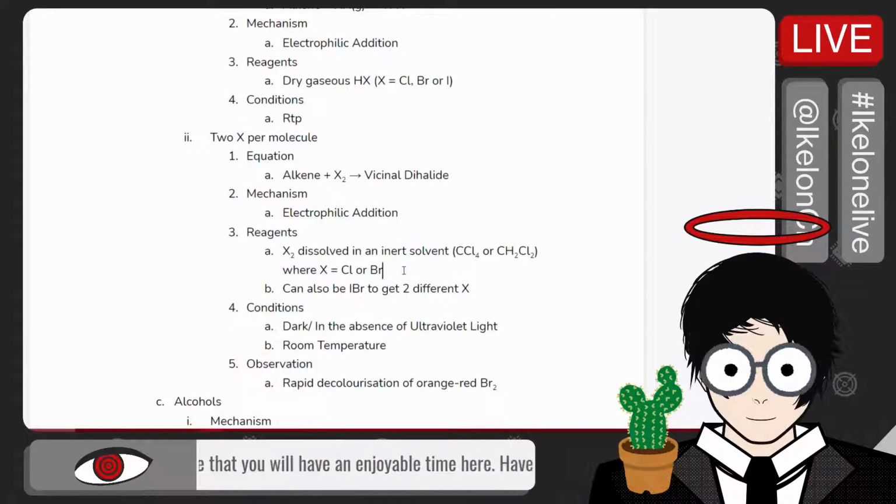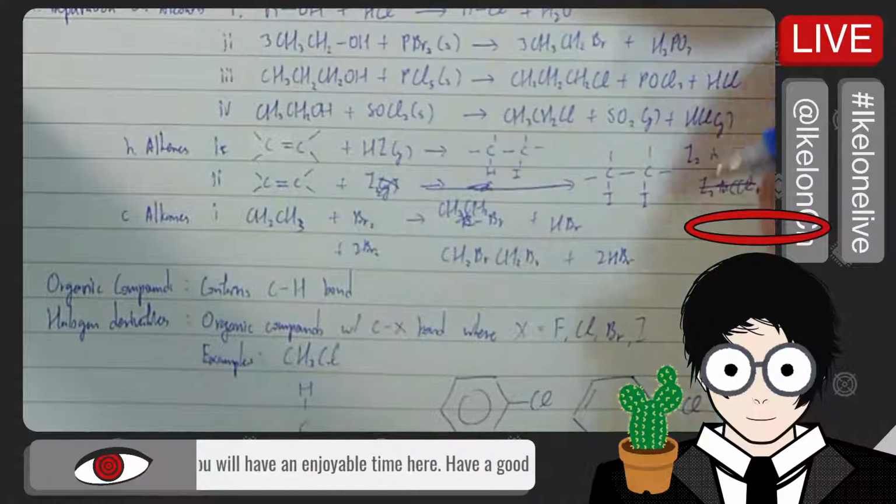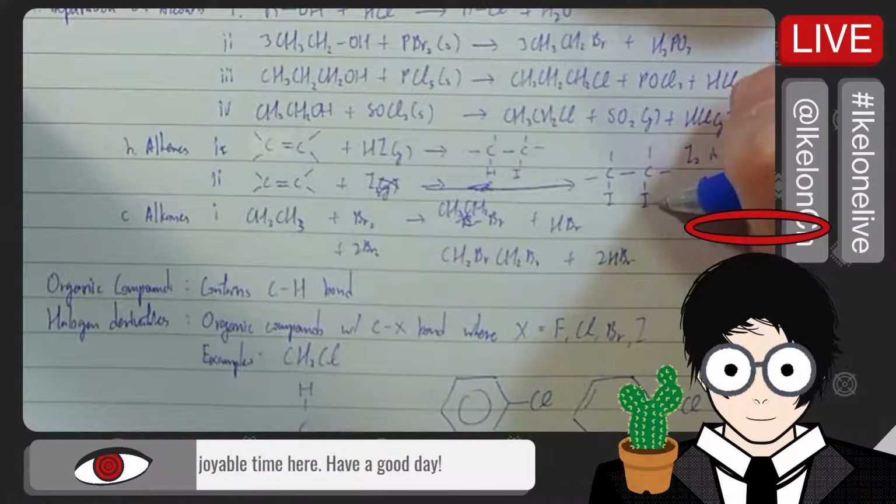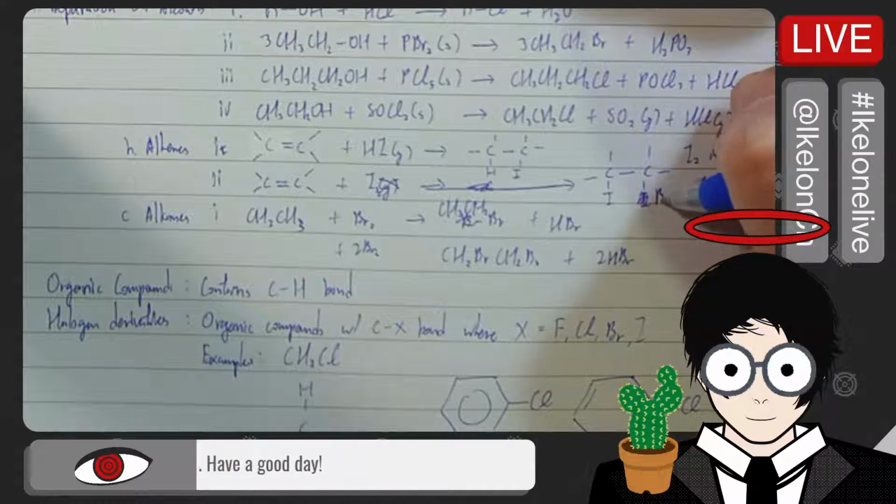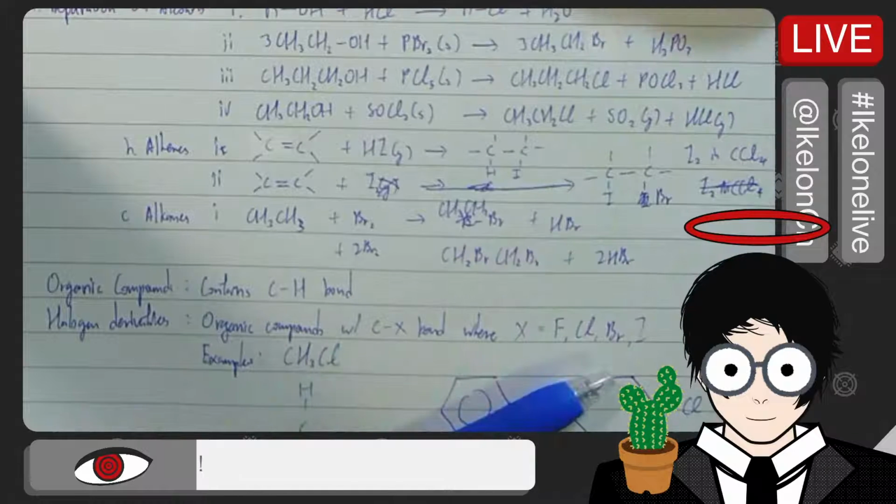Wait, let me see. Can it not be I? I'm pretty sure it can be I. Anyway, you can use IBr to get two different X. So what this means is you get, let's try it out, something like, instead of an I here, it could also be Br. So that's what it means.